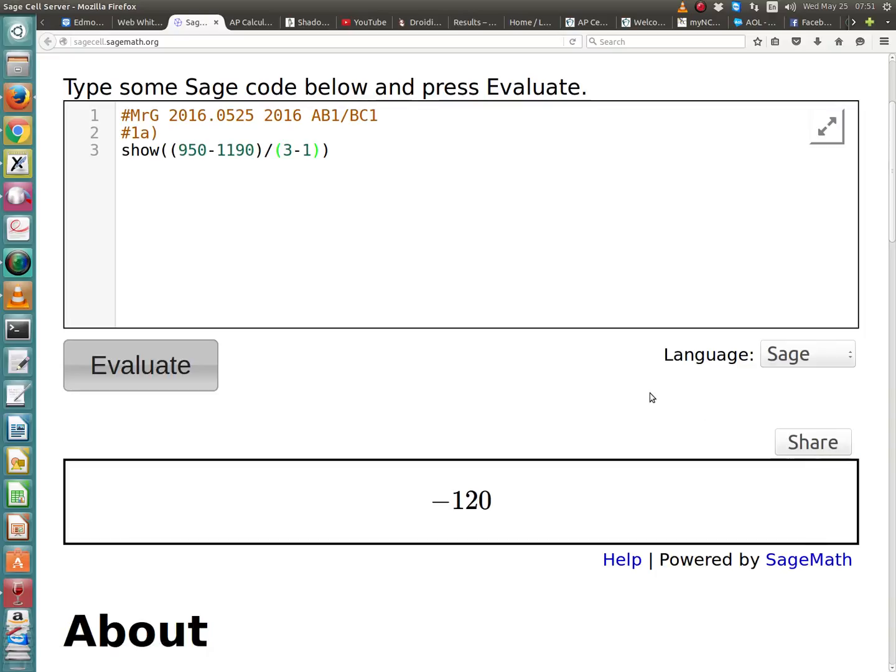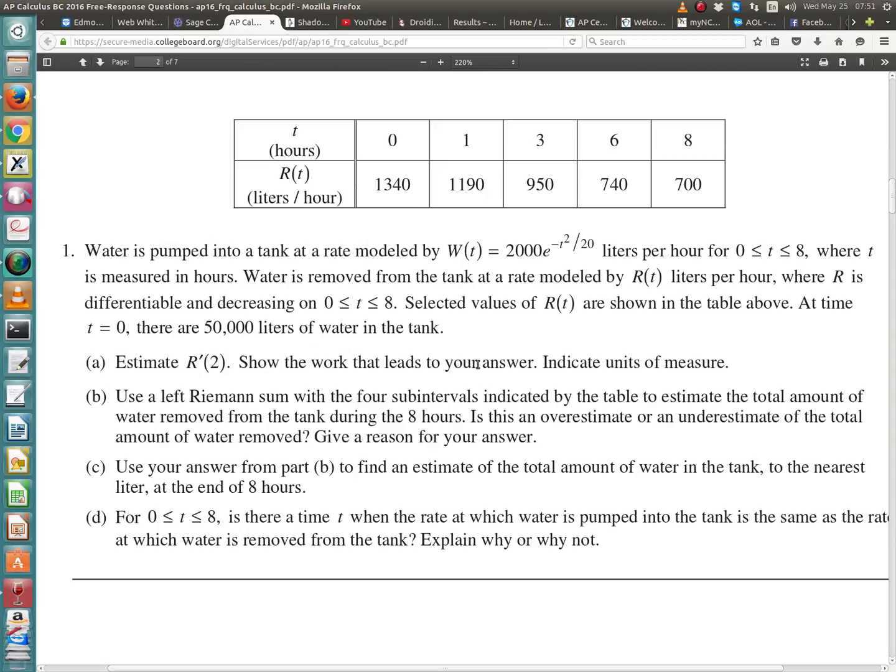Negative 120. Now, what are the units, though? Because look at the question. It says, show your work and indicate units of measure. So delta R is in what units? And delta T is in what units? Delta R is in liters per hour, and delta T is in hours. So we get liters per hour per hour. It's sort of like an acceleration is the rate of change of the velocity, meters per second compared to seconds. So now it's liters per hour compared to hours, right?